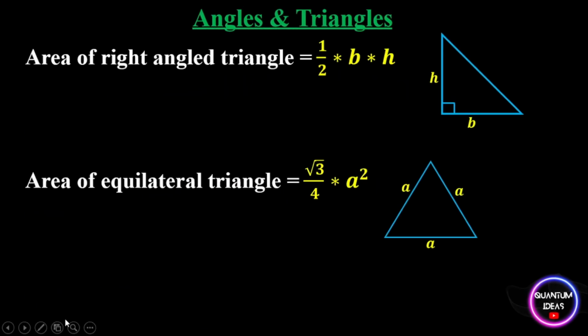So we have angle. We have the area formula here. The area of a right triangle is half base times height. So this is the base of the right triangle and this is the height. If you are given an equilateral triangle, that means all sides are equal, with equal side length a. In that case, the area of the equilateral triangle is root 3 over 4 times a squared.